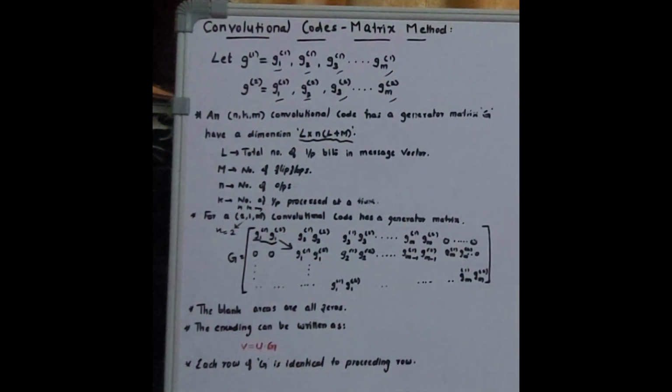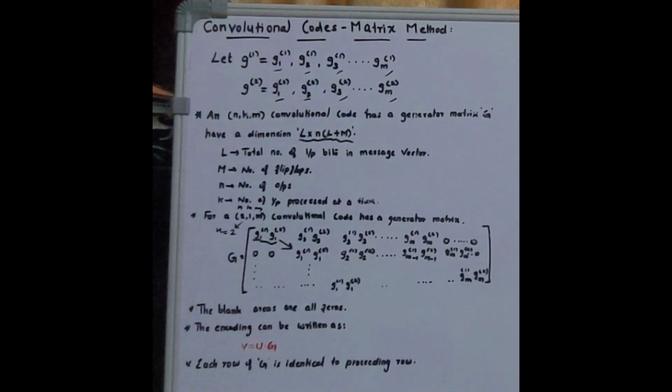The encoding can be written as follows. We already know the code word V is equal to U into G, where U is the message sequence and G is the generator matrix. This is how we find the code word. Each row of G is identical to the preceding row, but it is a shifted version of the preceding row. That's the theoretical portion of the convolutional code using the matrix method.